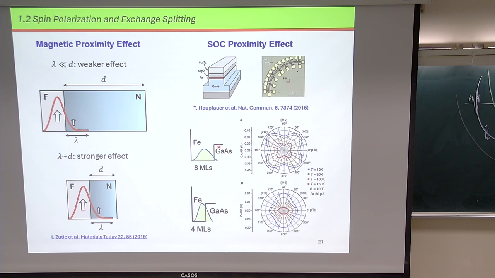But if you make this iron layer thinner, so now you decrease the thickness from 8 to 4 monolayers, then the states in iron start to penetrate this gallium arsenide barrier and pick up the information, this lowering of the symmetry due to the interface. And you see that what they measure goes from 4-fold into 2-fold symmetry. So this is a very nice experimental demonstration of this proximity effect.